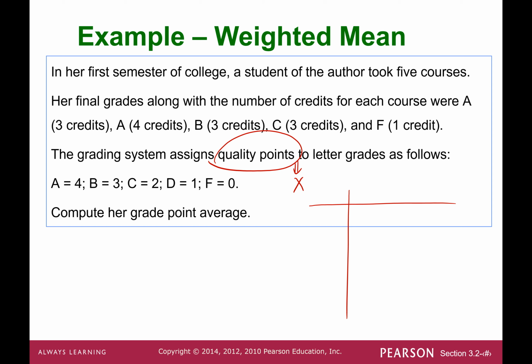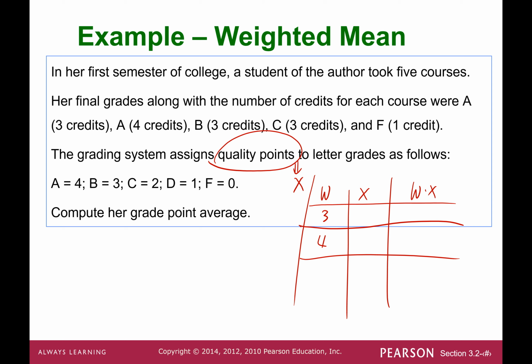So let's create a table, right? First of all, let's put in W for weight and X. We need one more column, W times X. Okay, so for the first course, it's 3 credits. So weight is the number of credits for each course. So 3 credits. Second course is 4 credits. Third course 3 credits. Fourth course 3 credits. The last course will be 1 credit.